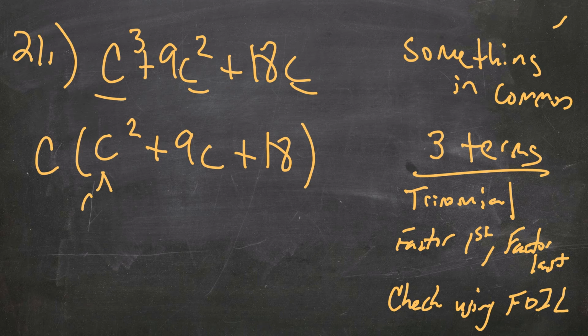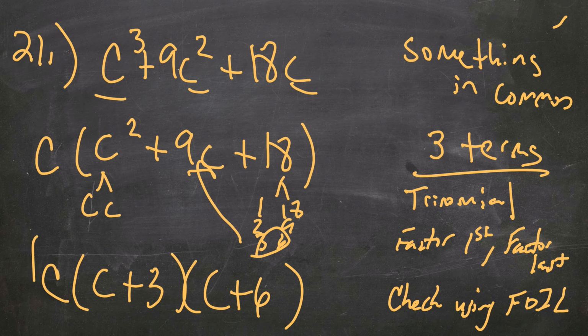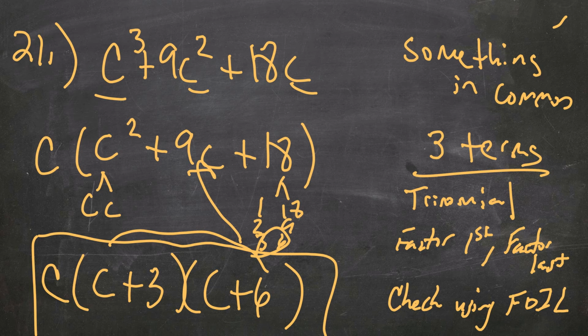So how do I get c squared? c and c. How do I get 18? 1 and 18, 2 and 9, 3 and 6. Luckily 3 and 6 added to be 9. I'm allowed to take that shortcut because those are 1s. So my final answer is c times c plus 3 times c plus 6. If you wanted to check using FOIL and not the shortcut, you just guess and do the outside. c times 6 is 6c. The inside, 3 times c is 3c. Together, that's 9c, which is what we wanted.